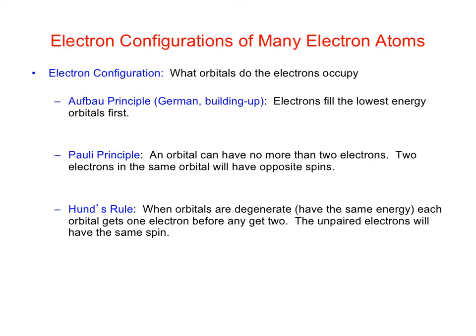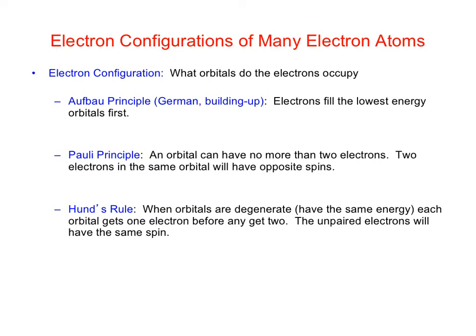The second one is the Pauli principle. This tells us that an orbital can have no more than 2 electrons. And if there are 2 electrons in an orbital, they're going to have opposite spins. So one's going to be spin up with a spin of plus a half, and the other one's going to be spin down with m sub s of minus a half. So the electrons want to be in the lowest possible energy orbitals, but I can only put 2 electrons in each orbital. And then finally we have Hund's rule.